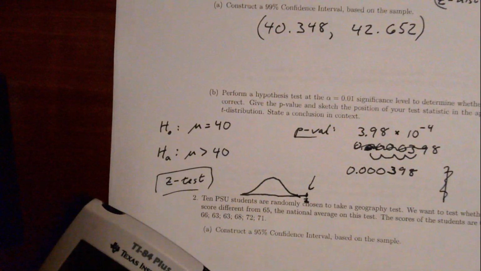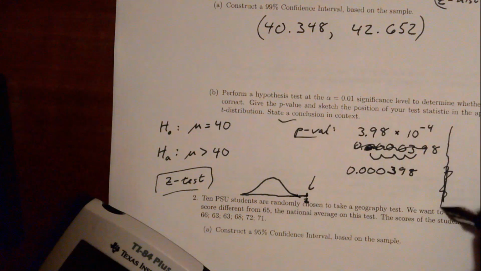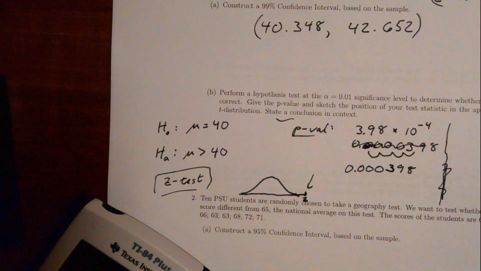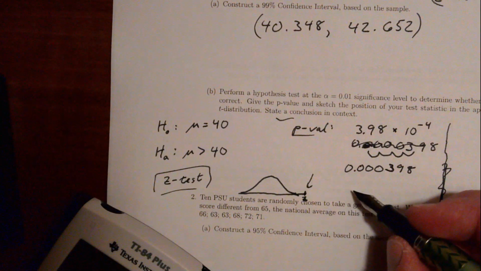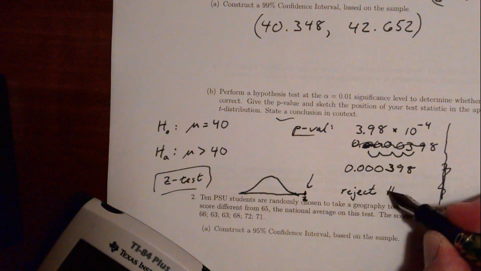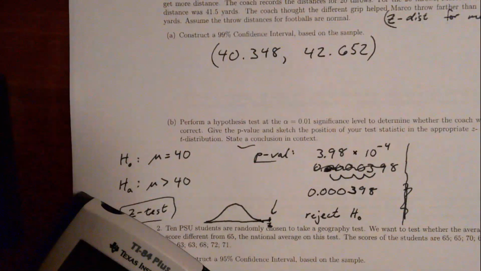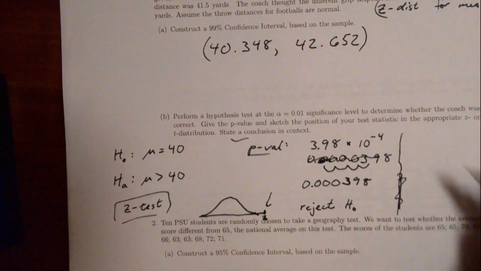All right, well, now we state a conclusion in context. That does not mean just say straight up reject null or fail to reject null, but we say something about Marco and his prospects on the football field. So here specifically, we'll note that this is going to be a rejection of the null hypothesis, which is, for Marco's case, good news. It means that the coach's adjustment to his grip has actually had a significant effect on Marco's distance.